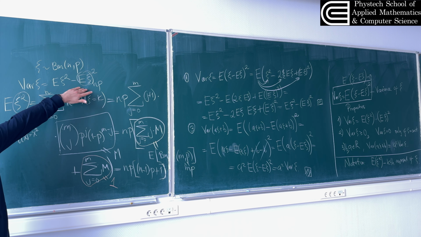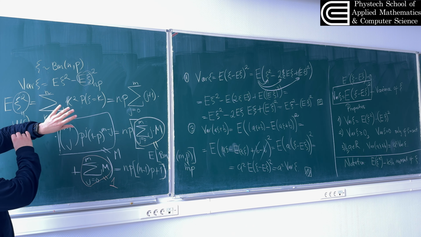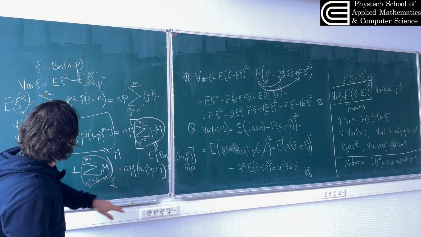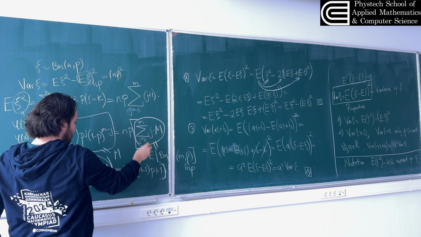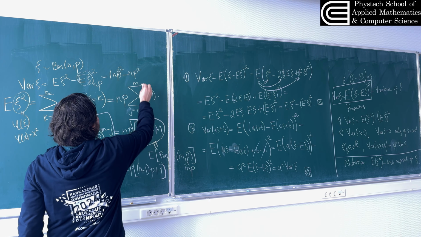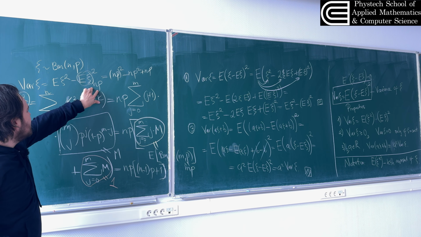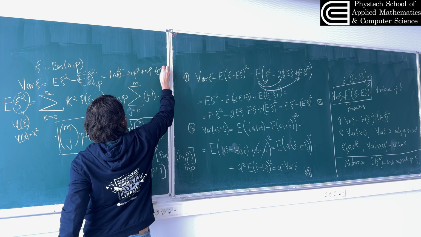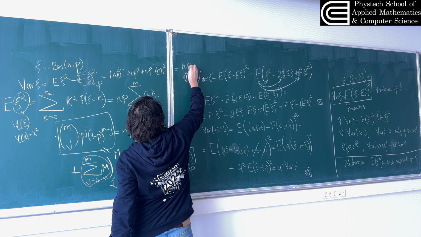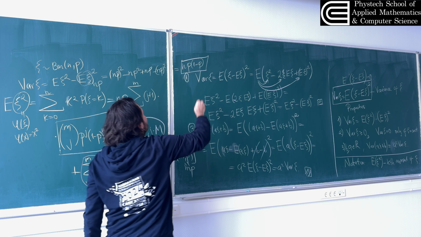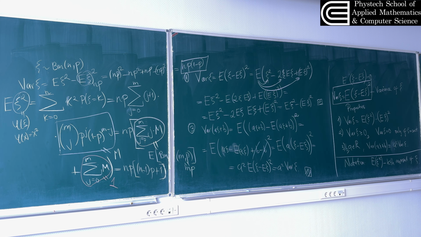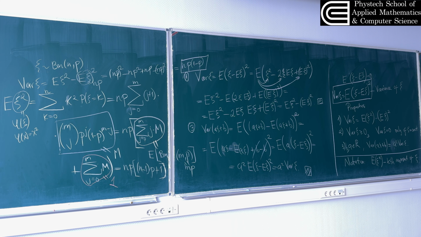So we can go back to the variance. We can replace this and we can find the variance. So let's do it. So this is np. So np squared minus np squared plus np minus np squared. So this is equal to n multiplied by p by 1 minus p. And this is the variance of the binomial distribution with parameters n and p. np by 1 minus p.